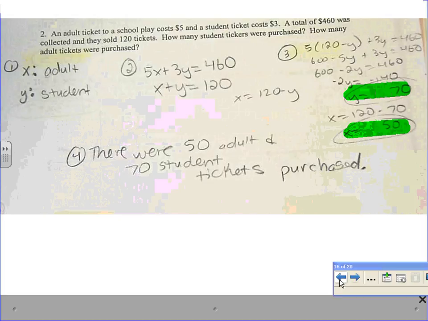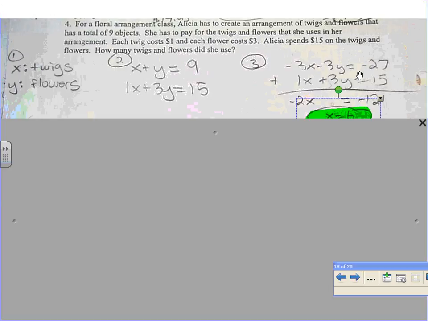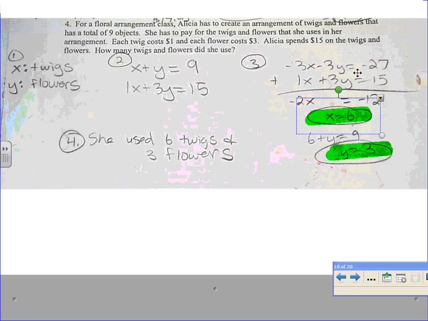Okay, Celine, for number 4, what did you get for your ordered pair? Good job. So X was twigs, Y was flowers. The equations are X plus Y equals 9, and X plus 3Y equals 15. The answer is 6 twigs and 3 flowers. Any questions so far on any of those?